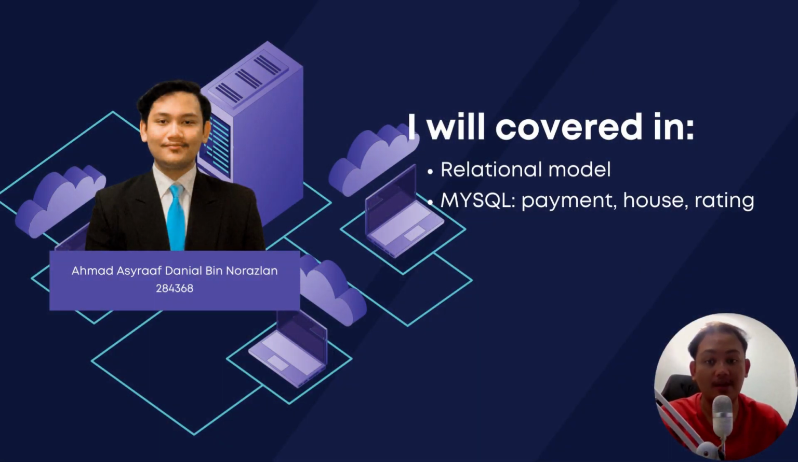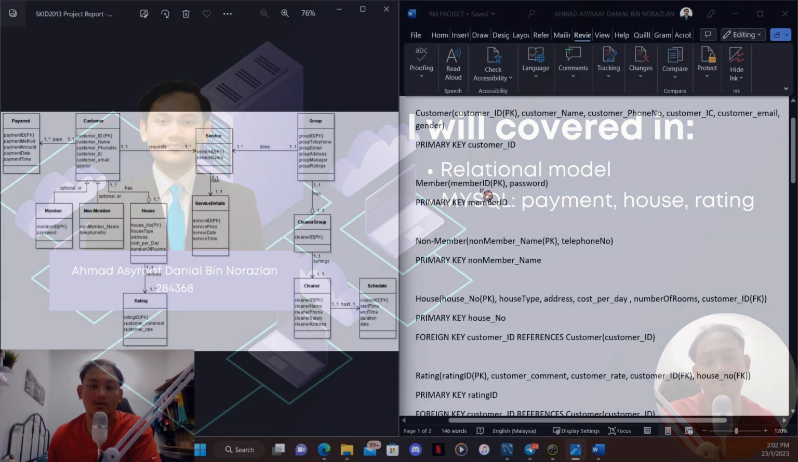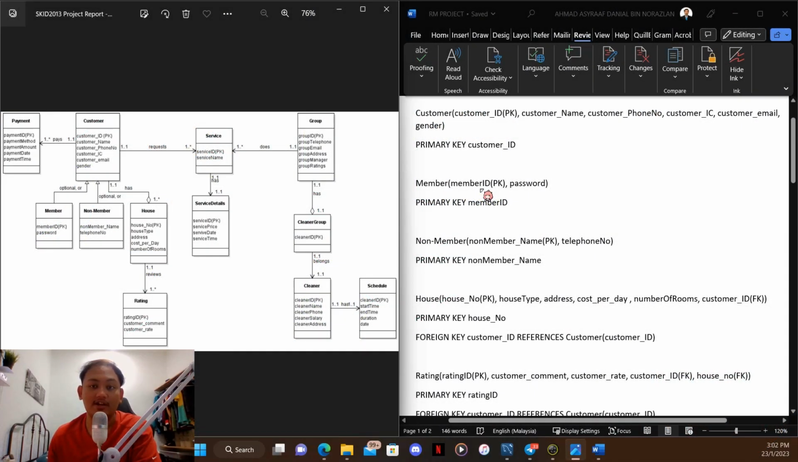Assalamualaikum and hi everyone. My name is Ahmad Asyraaf bin Norazlan and my metric number is 284368. In this part, I will cover the relational model for our project, and for the MySQL, I will cover the payment, house, and also rating classes. So we'll be moving on to the relational model.